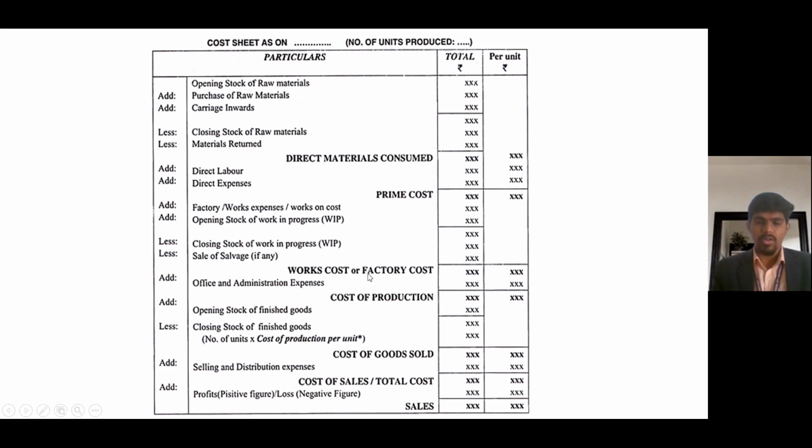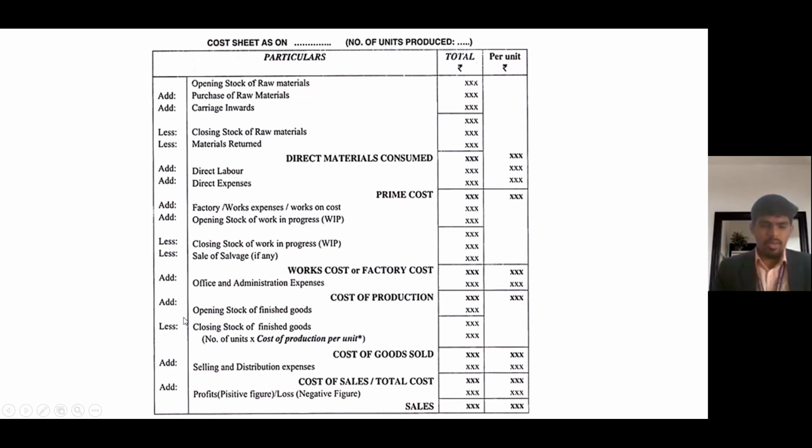So after adding these to work cost, we will get the cost of production. So the actual cost which we have borne on our total goods. So that will be cost of production, total amount, and per unit price.